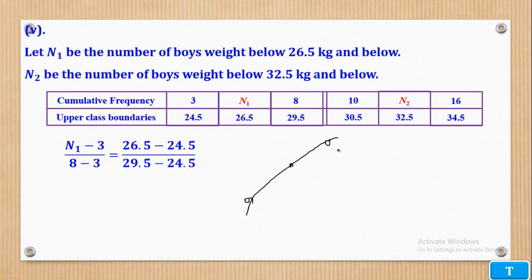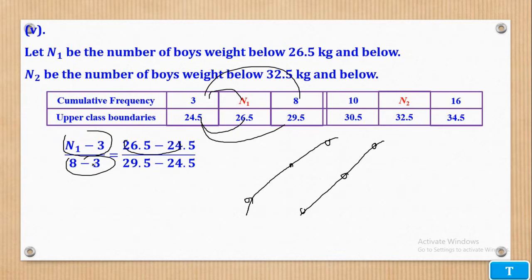So what we shall do, we shall take this one as a straight line and say it has a constant gradient. Therefore, change in y over change in x is the same. For example, here change in these two is n1 minus 3 over change in this and this, which is this, is the same as change in these two, which is this, over change in this and this, which is here.